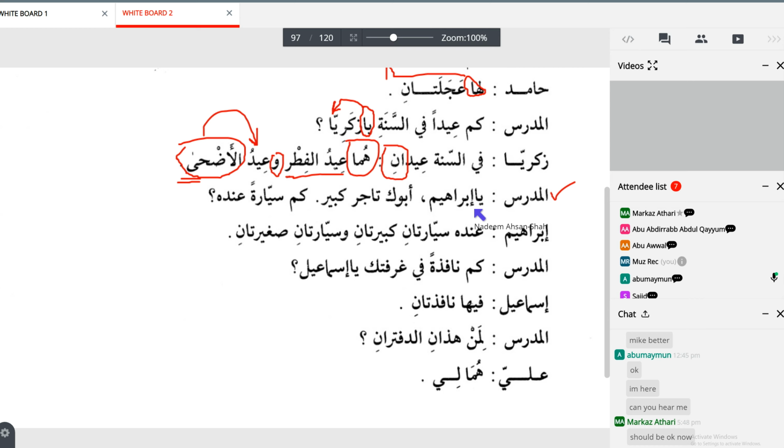Okay brother Abu, I will continue, inshallah. لمن هذان الدفتران, who do these two notebooks belong to? Then Ali says, هما لي. Good, but just read it without the shadda. Just go light on the meem. هما لي. Yeah, huma li. Excellent. Jazakallahu khayran. هما لي. Barakallahu fik. Okay.